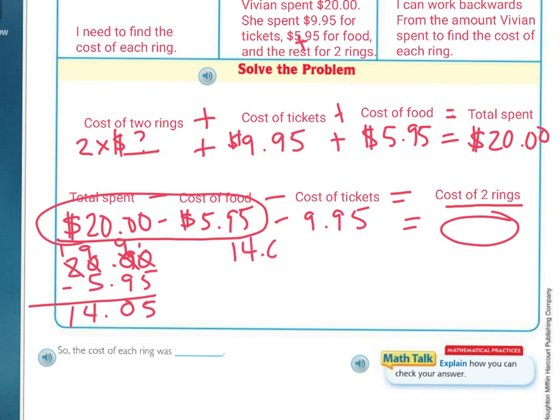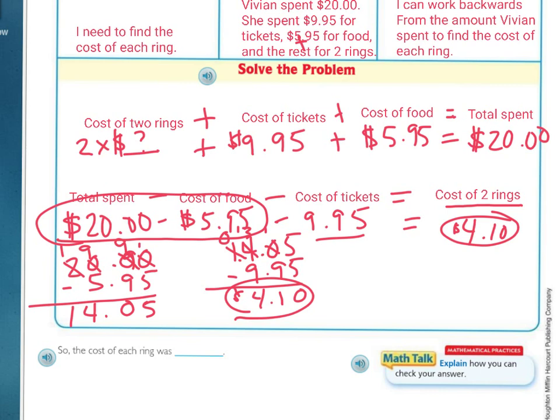Now I'm going to take that 14.05, and I'm going to minus the 9.95, and I get 5 from 5 is 0, and then I can't take a 9 from 0, so I'm going to make that be 10. I can't take a 9 from 3, so I have to borrow, and I have to keep on borrowing. And then I bring down my decimal because I'm subtracting. Remember, you always line up your decimals when you're subtracting or adding. Again, I couldn't take the 9 from 3, so I had to borrow, making this one a 0. So now I have 13 minus 9, 4. So now I have $4.10. So the cost of 2 rings is $4.10.